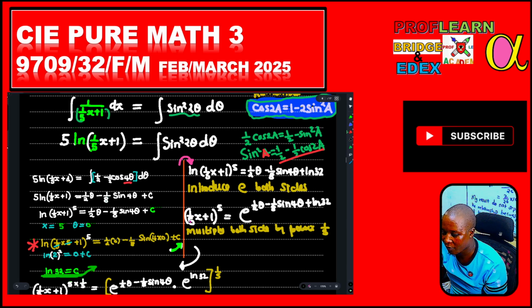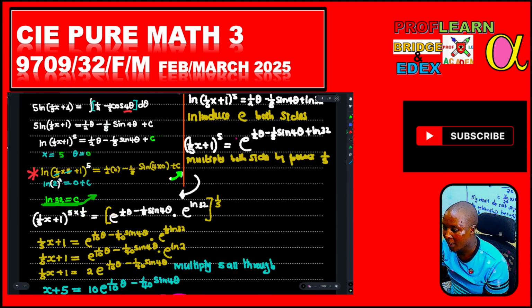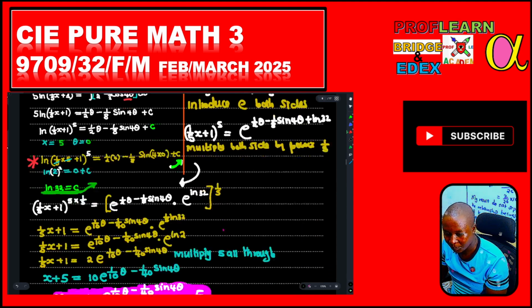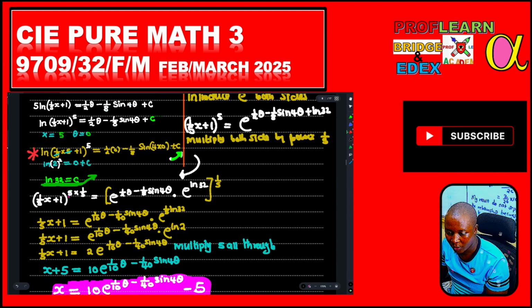So if we introduce e here, the ln is going to disappear. We remain with 1 over 5x plus 1 raised to power 5, and that is going to be equal to all of this equation that we have here raised to e, right? Now multiplying both sides by 1 over 5 power 1 over 5 so that we get rid of this power here, our equation reduces to, of course, this and this will cancel out, so that we shall have 1 over 5x plus 1.